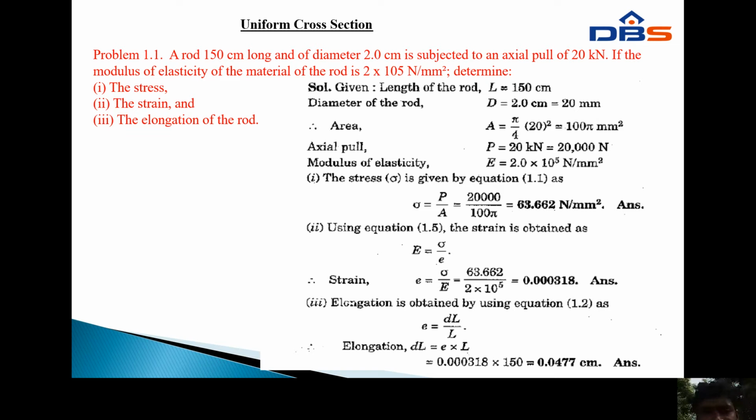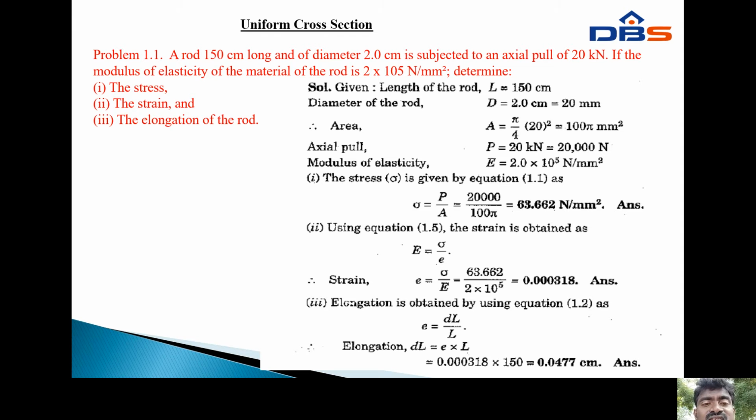Next, we can calculate the area of the rod. Pi by 4 into d square, where d is 2 centimeters, converted into mm, therefore that equals 100 pi mm square. Now next, axial pull load equals 20 kilonewtons, converted into newtons, so 20 into 10 cube newtons. Young's modulus of elasticity is already given in the problem, 2 into 10 power of 5 Newton per mm square.